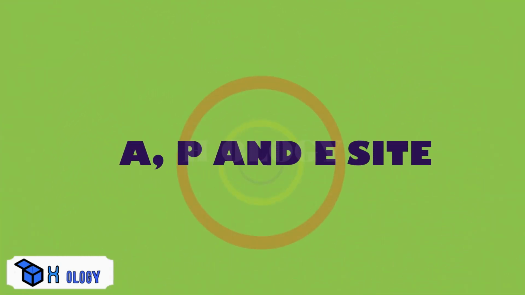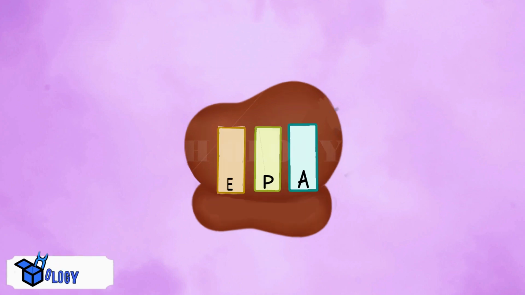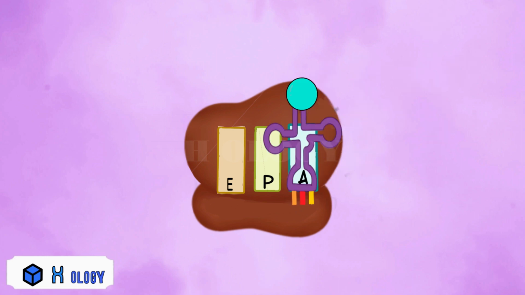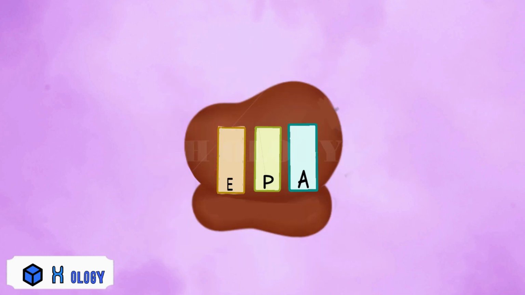A, P, and E sites. Within the ribosome, there are three distinct sites: the A site, the P site, and the E site. The A site binds to incoming aminoacyl tRNA. The P site holds the growing polypeptide chain. The E site is where discharged tRNA molecules exit the ribosome.